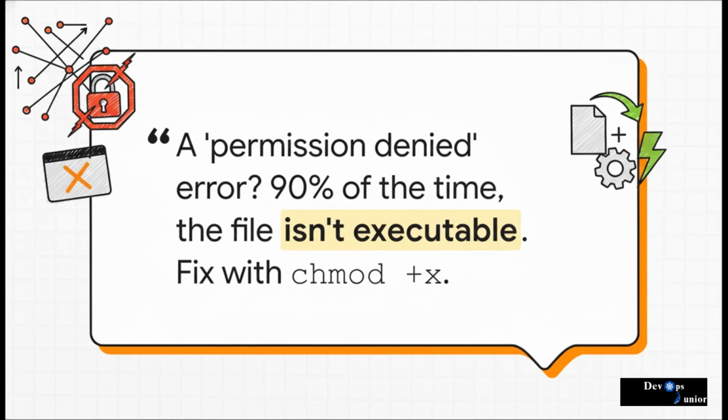You know that permission denied error that drives you crazy when you're trying to run a deployment script? Yeah, 9 times out of 10, it's just because the file is missing that little execute permission. A quick chmod +x, and boom, you've just transformed a simple text file into a real program the system is actually allowed to run.